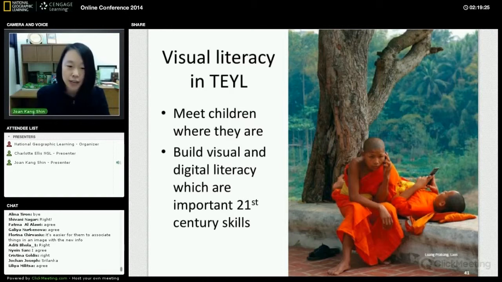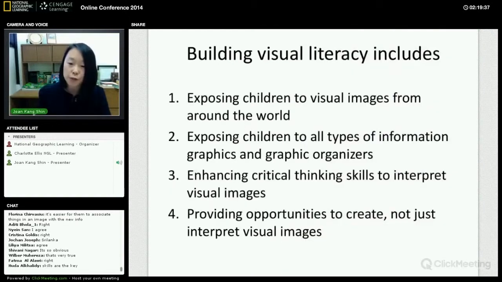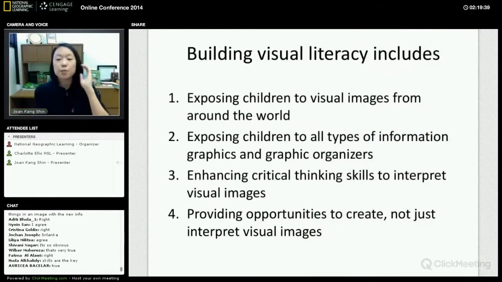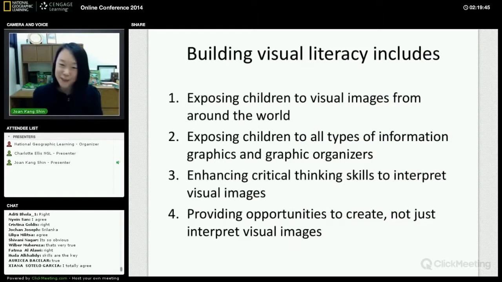So today, the English language classroom requires us as teachers to incorporate new literacies and prepare students to gain information in these ways. So I'd like to suggest these 4 different ways. Exposing children to visual images from around the world, exposing children to all types of information graphics and graphic organizers, enhancing critical thinking skills to interpret visual images, and providing opportunities to create, not just interpret, visual images.